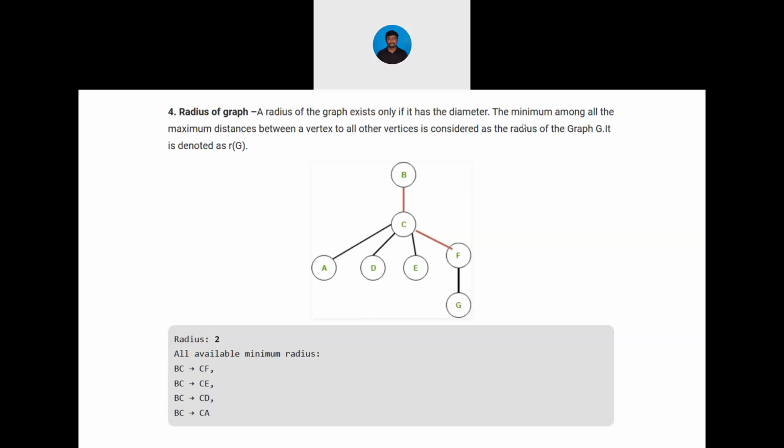So they have defined the radius of the graph as the minimum among all the maximum distances between a vertex to all other vertices. You make a note, it is actually the minimum thing. So the minimum of maximum distances between a vertex to all other vertices is considered as the radius of the graph. For this particular graph, the radius is actually 2 here.